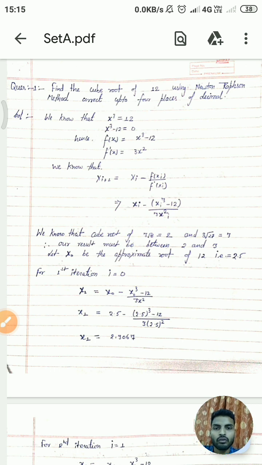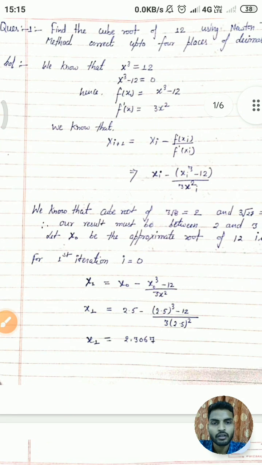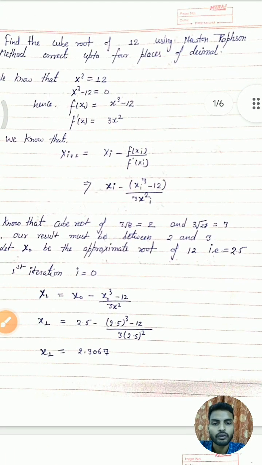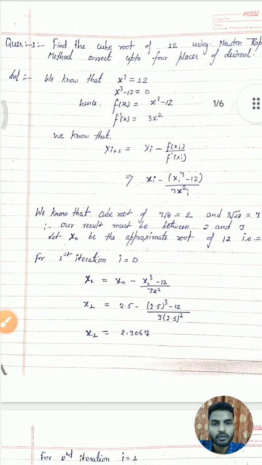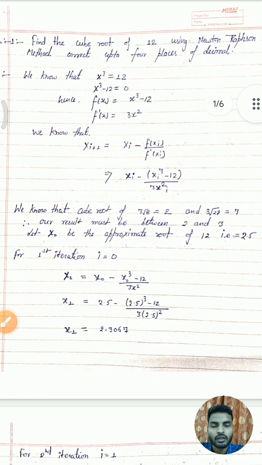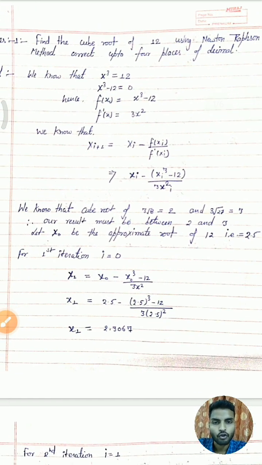We know that the cube root of 8 equals 2 and the cube root of 27 equals 3. Our result must be between 2 and 3. Let x0, the approximate root of 12, be 2.5 for the first iteration, i equal to 0.